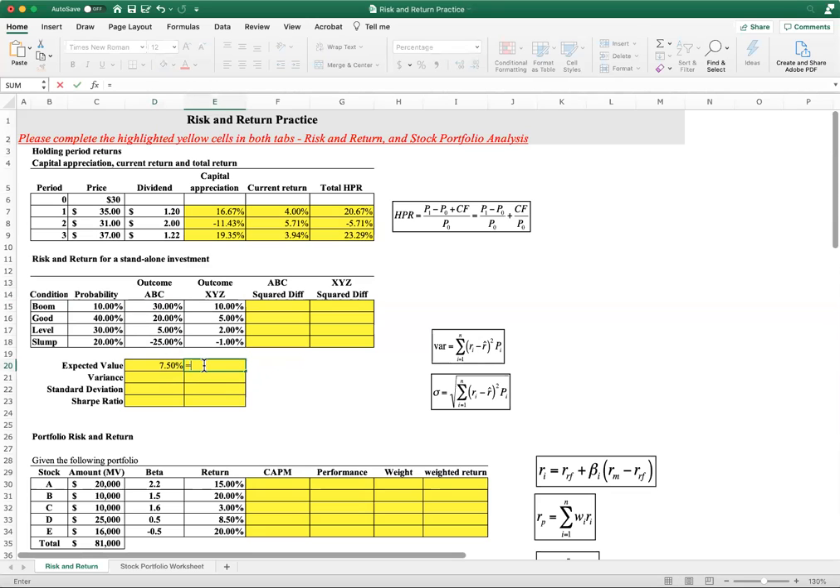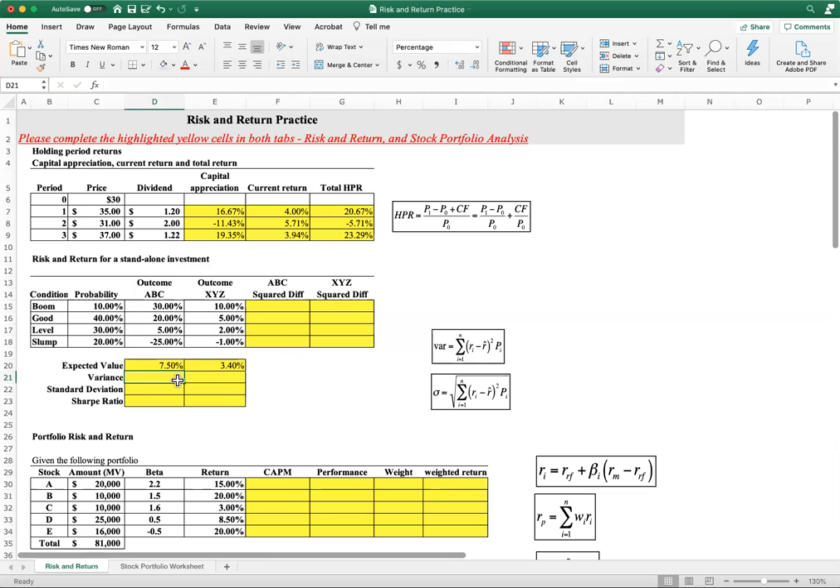And we can do the same for XYZ. So that's going to be SUMPRODUCT of the probabilities and the outcomes of XYZ, right? Wait, hold on one moment. Let me correct the typo, SUMPRODUCT. There you go, 3.4%. Now we know the expected value.